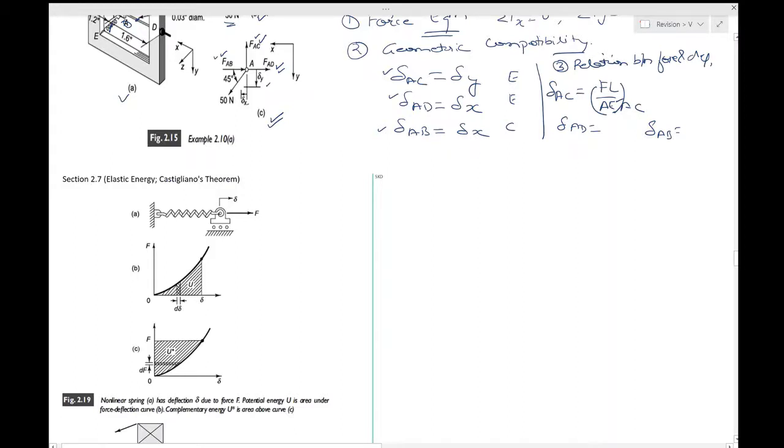So let's move to something which requires a slightly more involved discussion of energy. The topic is section 2.7, elastic energy and Castigliano's theorem. This is a very powerful tool in trying to solve problems in mechanics. We'll go through the fundamentals over here, derive and actually use Castigliano's theorem, and check how this works.